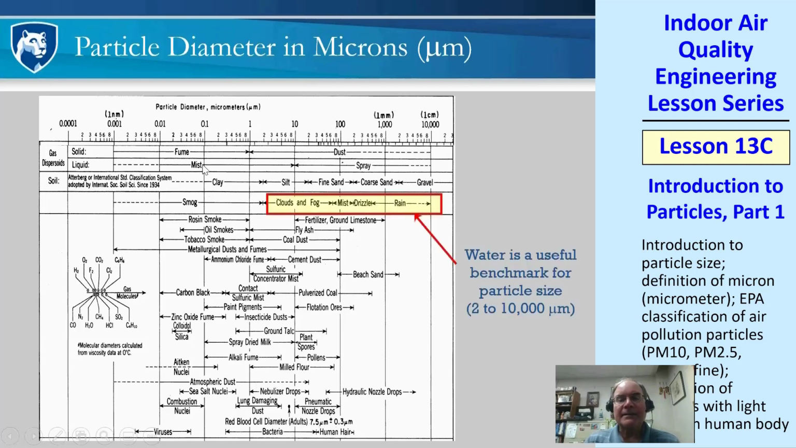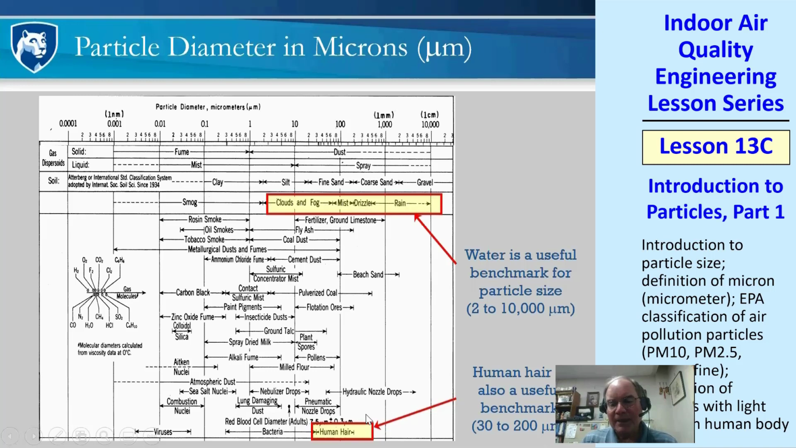And let's look at some particles that are well known, like water. Water particles can range from about 2 to 10,000 microns. So the tiniest ones are little water droplets in clouds and fog. Then we have mist, drizzle. When you get into rain, these are hundreds of microns, all the way up to about a centimeter can be rain. We can also use human hair as a benchmark.